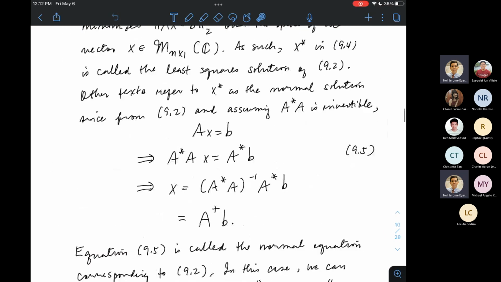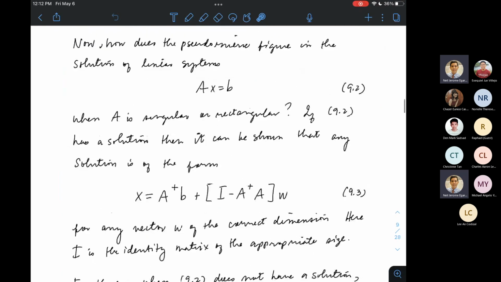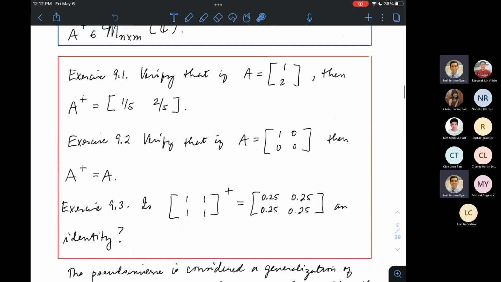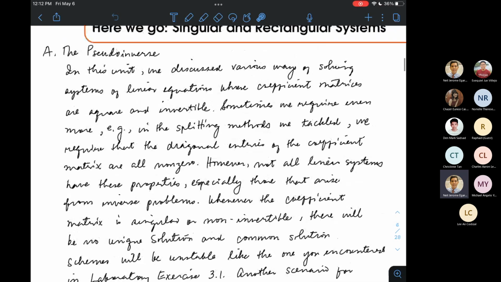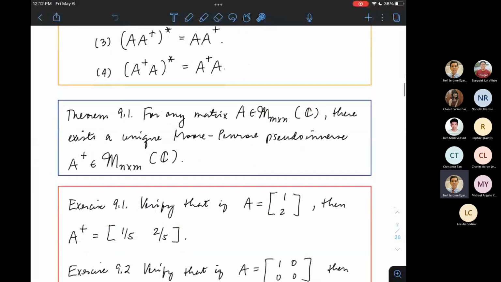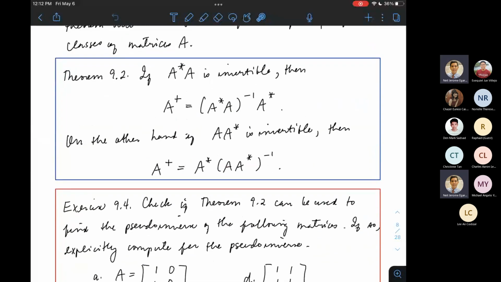Let me scroll up. Sana hindi ko nakalimutang isulat. I think I wrote that here somewhere. Should be here. Or nakalimutan ko. Hold on. Ayan, nasa theorem 9.2. Okay? So, kapag kasi A star A invertible, you'll use this formula for the pseudo-inverse. Kapag naman si A star yung invertible, ito yung gagamitin nyo. Okay?